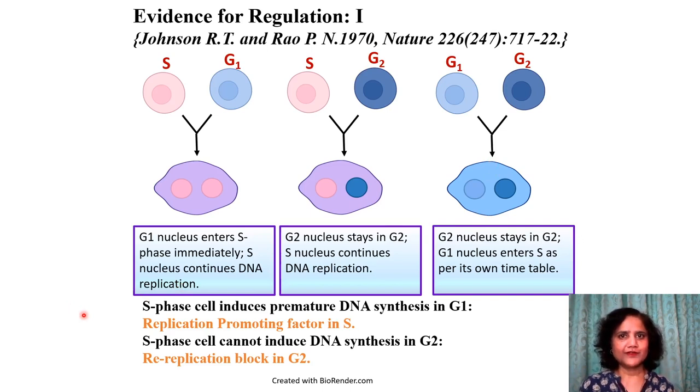So these experiments, although simple, led to some very interesting insights into regulation. One, that the S phase cell can induce premature DNA synthesis in G1, indicating that there is some kind of replication promoting factor in S phase cells. However, the S phase cell could not induce DNA synthesis in G2 cells, even though it has this factor. So this indicated that there is a re-replication block in G2 nuclei. Even if you provide the S phase cell contents, or the factor present in S phase cells that induces replication, the G2 nucleus is resistant to it. It will not enter the process of DNA replication. So this was very interesting. It indicated for the first time that there is some regulation going on.